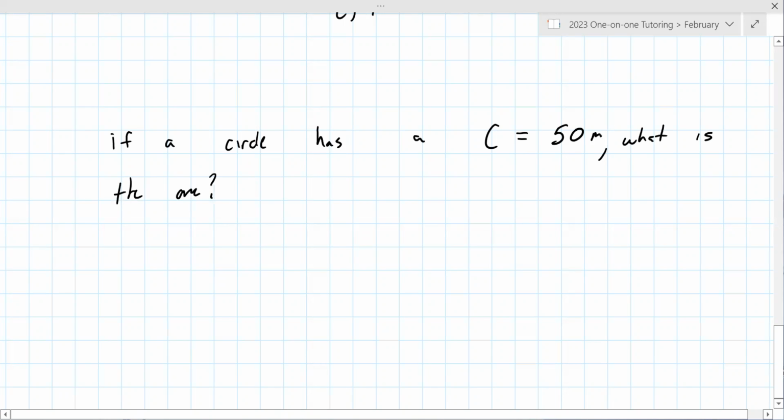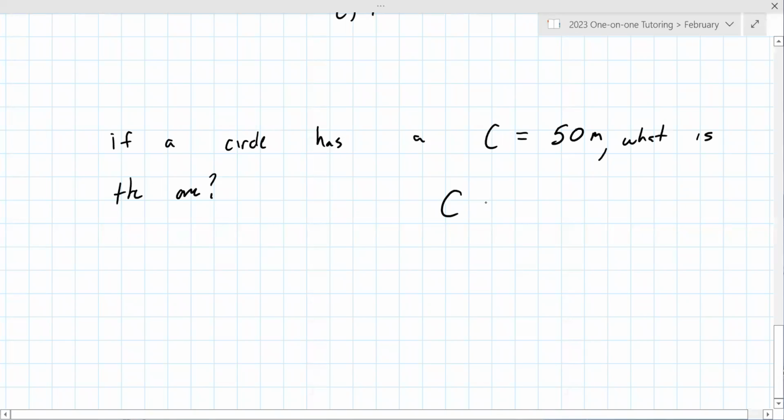So let me try some problems here. If a circle has a circumference equal to 50, what is the area? We'll say 50 meters. What is the area? And are we going to use pi as 3 or 3.14? That's an interesting question.